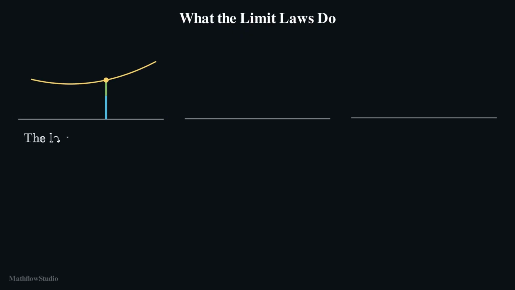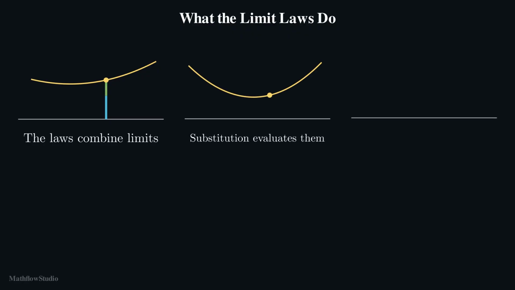Three ideas carry the whole lesson, and each of them is a statement about approach rather than about value. The laws combine limits that already exist, and they say nothing at all when one of them is missing. Substitution evaluates a limit whenever the function is continuous at the point. When substitution gives 0 over 0, the expression is rewritten until it does not.